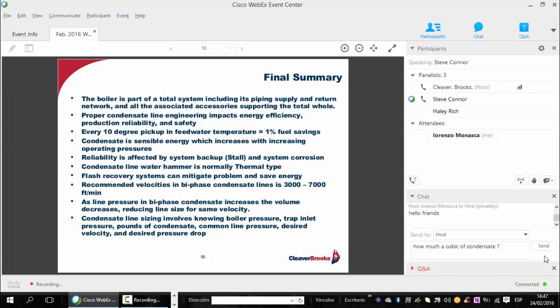Condensate line sizing involves knowing boiler pressure, trap inlet pressure, pounds of condensate, common line pressure, which is the common return line going back to the boiler room, desired velocity, and desired pressure drop. Remember, that should not exceed 20% of the boiler's operating pressure.